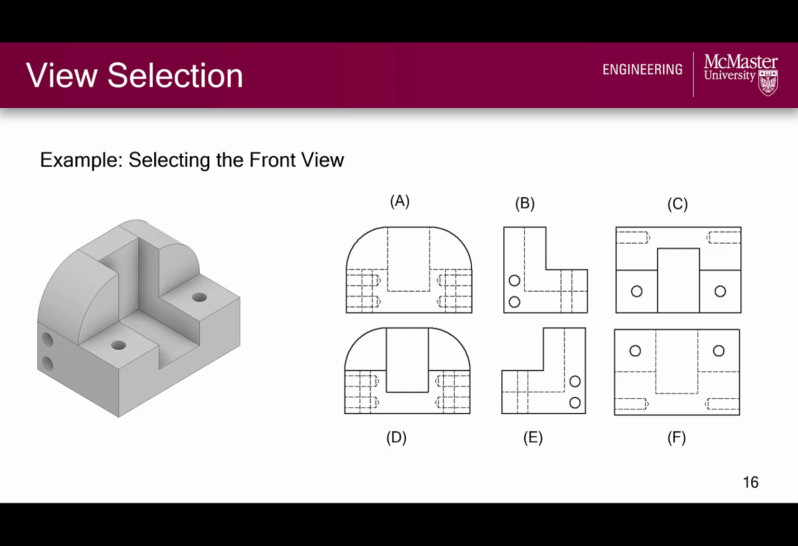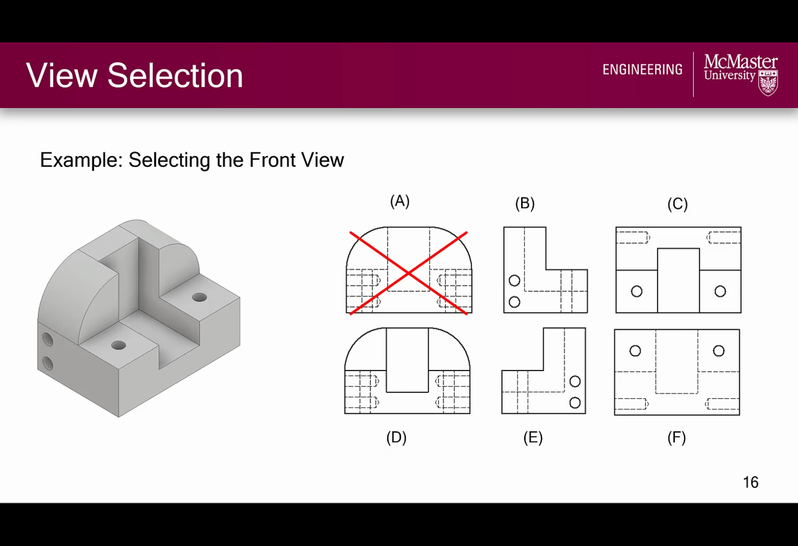Okay, so out of these 6 options, we can see that A and D are similar, B and E are similar, and C and F are similar. So let's try to eliminate one of each. Between A and D, they both provide the same general information about the part's shape, but A has more hidden lines than D, so I'm going to eliminate option A.